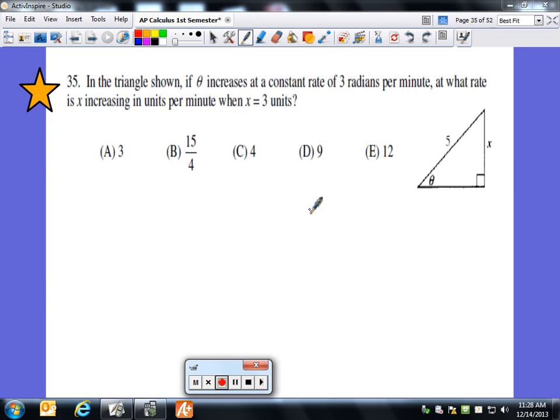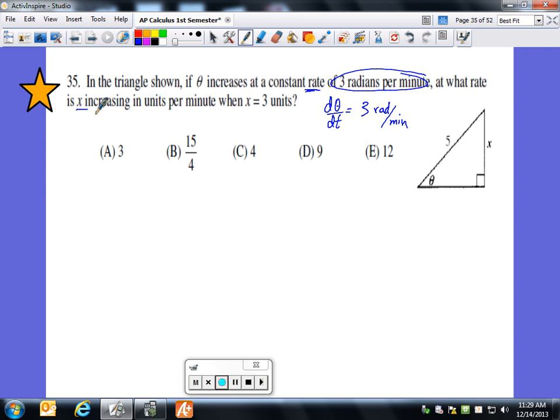Okay, so number 35 says, in the triangle shown, if theta increases at a constant rate of 3 radians per minute. Okay, so there is a related rate here. It's saying d theta dt, because this is a related rate problem. It's going to increase, so it's a positive 3 radians per minute. At what rate is x increasing in units per minute when x is equal to 3?